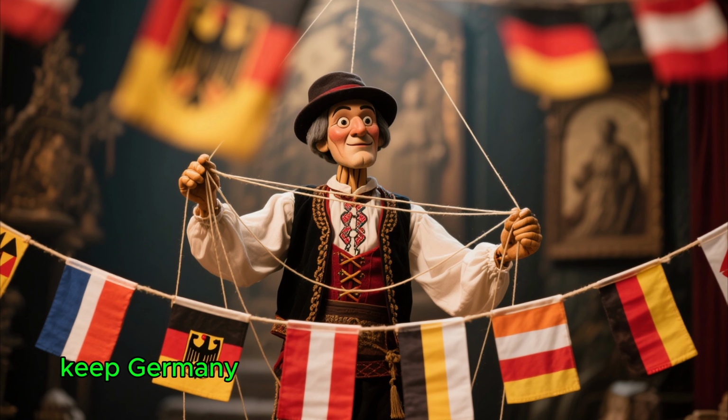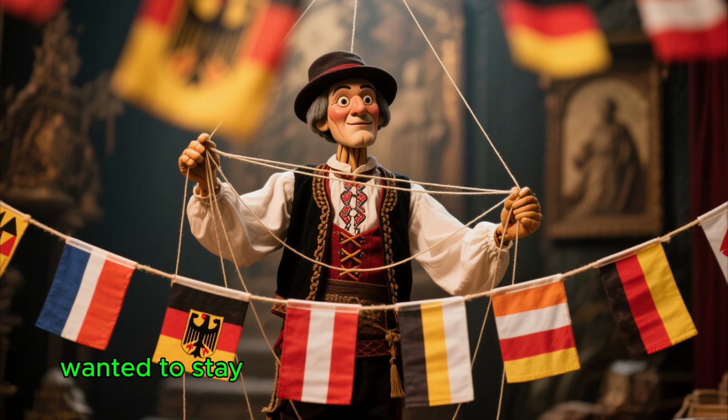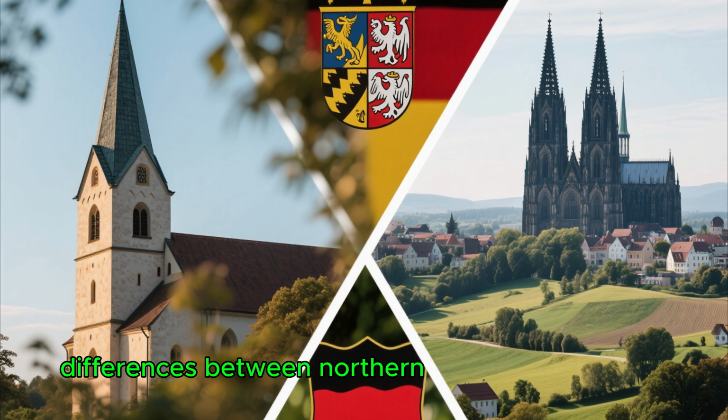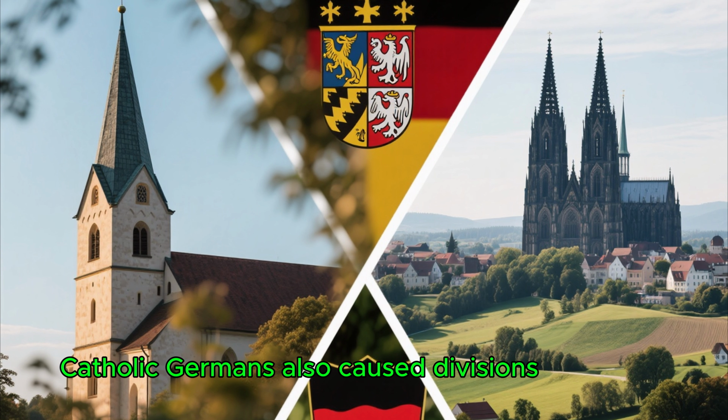Austria wanted to keep Germany divided so it could maintain control. Small German states wanted to stay independent. Cultural and religious differences between northern Protestant Germans and southern Catholic Germans also caused divisions.